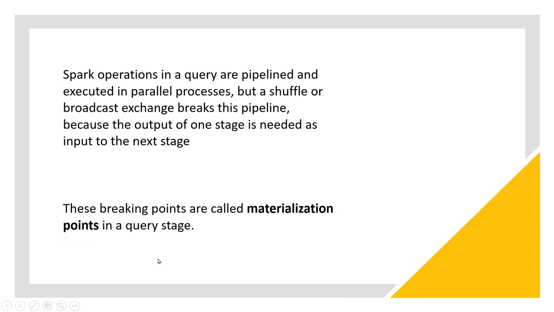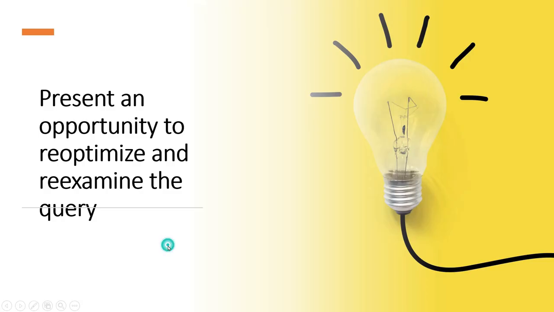These breaking points are known as materialization points in any query stage, and they provide us an excellent opportunity to re-optimize. When Spark first creates a plan, there may be many things running in parallel, but the shuffle and broadcast are materialization points where Spark actually gets to re-optimize and re-examine the query. That is what is utilized when adaptive query execution is done. This is a very beautiful feature that has been introduced in Spark 3.0. It has to be enabled. Once we enable it, Spark takes care of building the runtime statistics and continuously re-optimizing the plan.